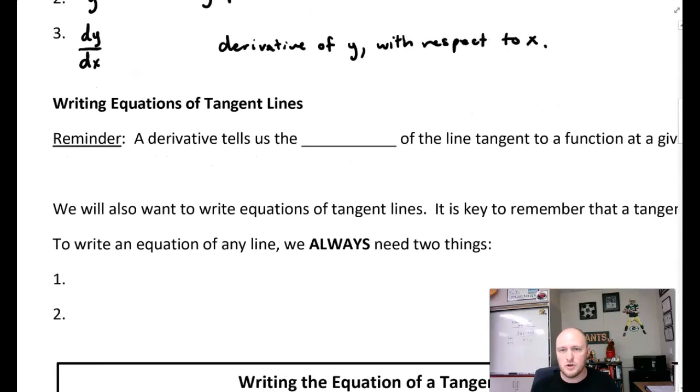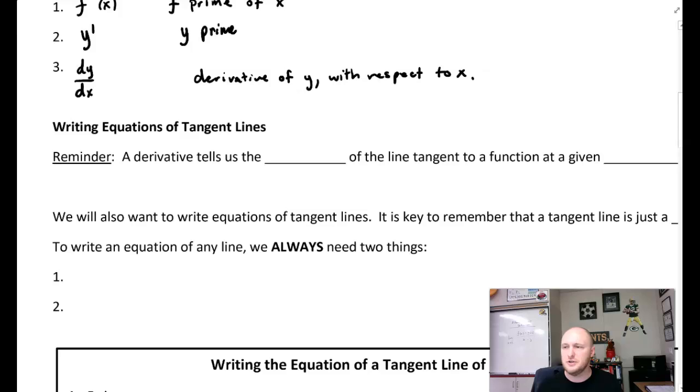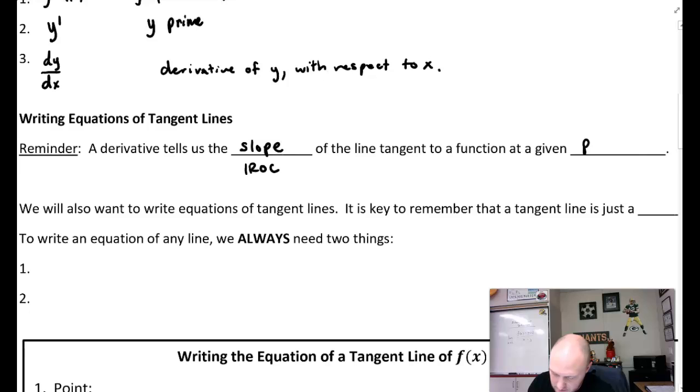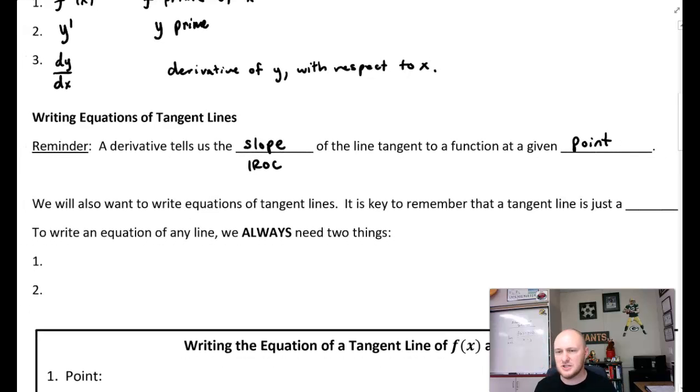Okay, so we're going to just first be able to use those notations. And now we're going to go ahead and write equations of tangent lines. So a derivative, what this does is it tells us the slope, or the instantaneous rate of change of the line tangent to a function at a given point. It's the instantaneous rate of change at that point. Okay, so what we're going to do is write equations to tangent lines.